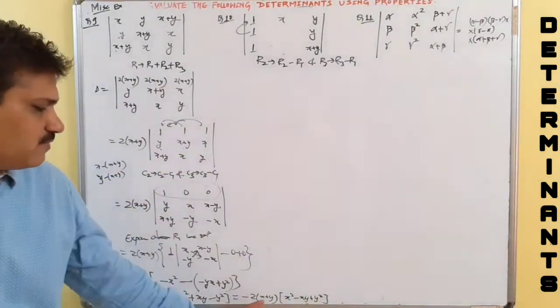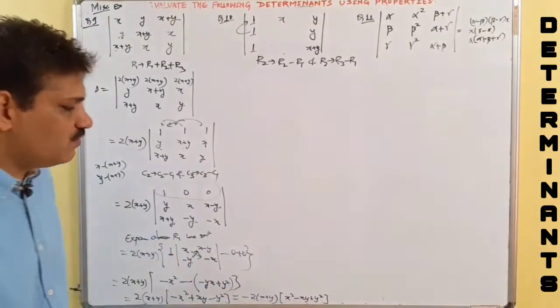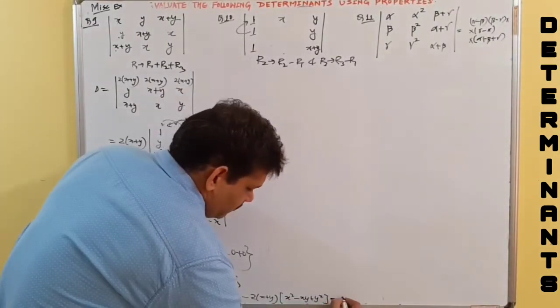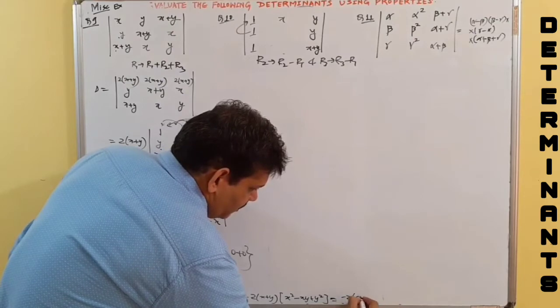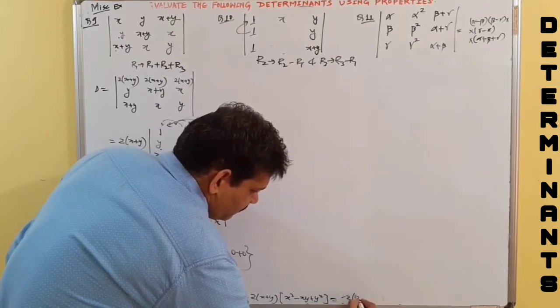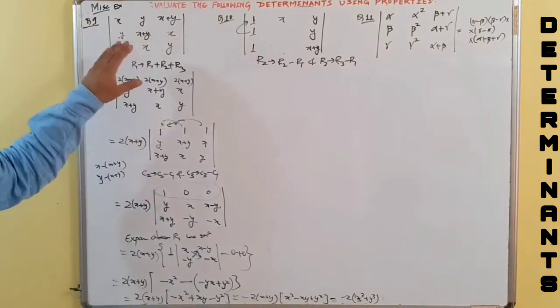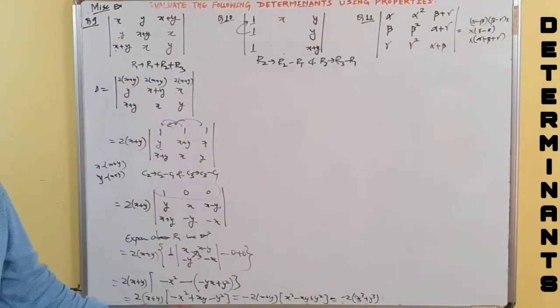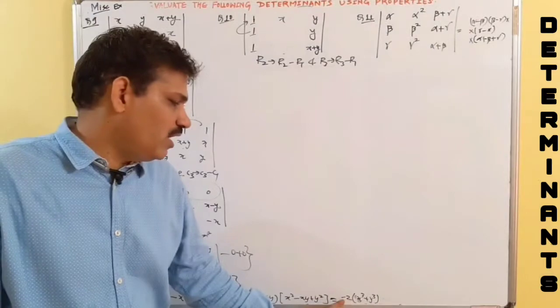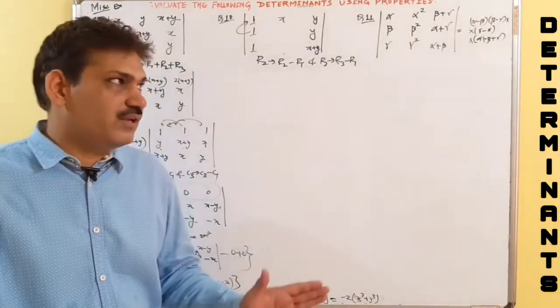So this is a plus b into a square minus ab plus b square, which gives me a cube, that is x cube plus y cube. Because we were not to prove, actually we were to evaluate, so this was the answer. We simplified it to minus 2 times of x cube plus y cube.